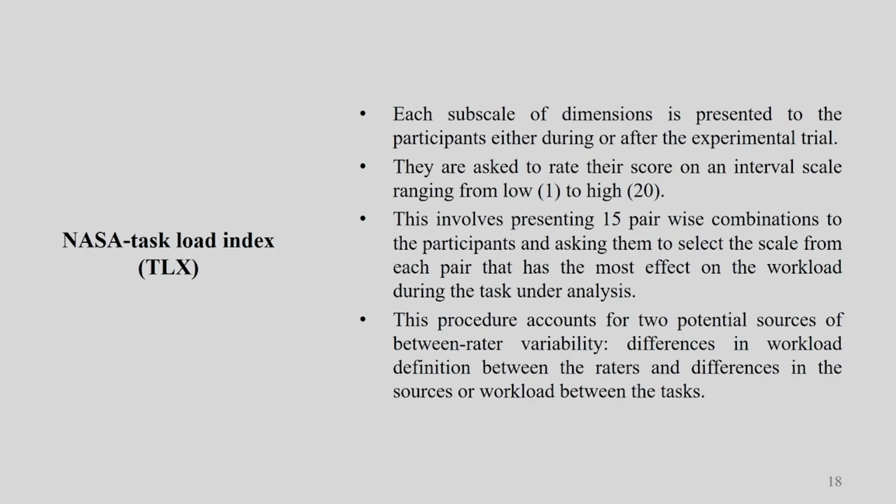This involves presenting 15 pair-wise combinations to the participant and asking them to select the scale from each pair that has the most effect on the workload during the task under analysis. This particular procedure accounts for 2 potential sources of between rater variability: differences in the workload definition between the raters and the differences in the sources of workload between the tasks.